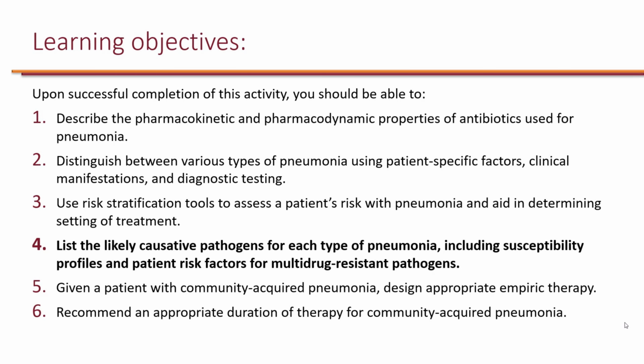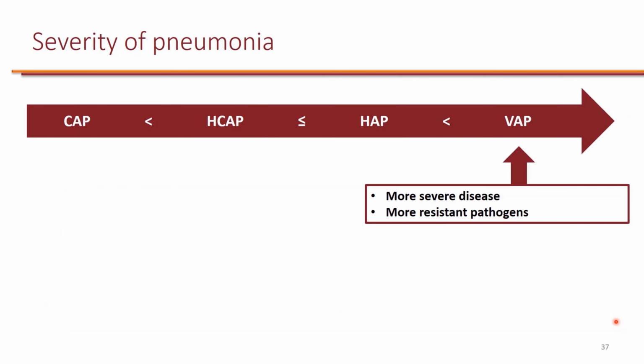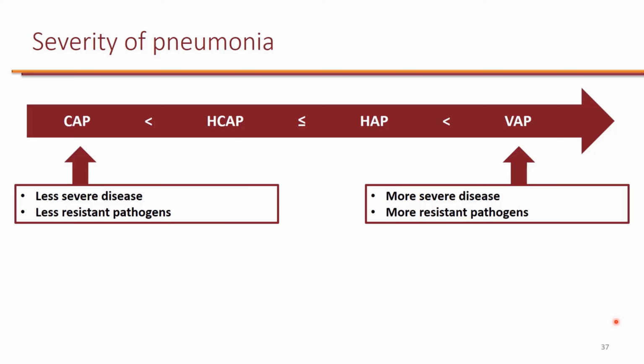We describe the PK/PD properties of antibiotics used for pneumonia, distinguish between various types of pneumonia, and use risk stratification tools to assess a patient's risk with pneumonia and aid in determining setting of treatment. Now let's list the likely causative pathogens for each type of pneumonia, including susceptibility profiles and patient risk factors for multidrug-resistant pathogens. Now at this point, you should know that VAP is a more severe type of pneumonia and is associated with more resistant pathogens, and CAP, or community-acquired pneumonia, is a less severe pneumonia and less resistant pathogens cause it. Now let's take a look at the common causes of community-acquired pneumonia.